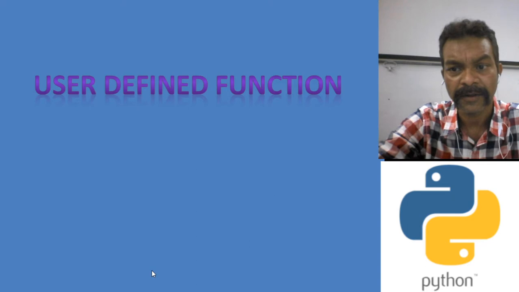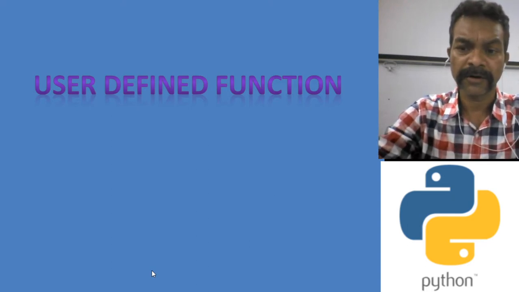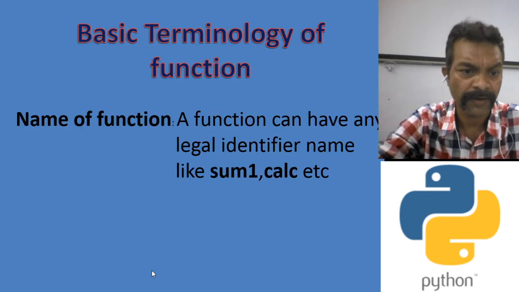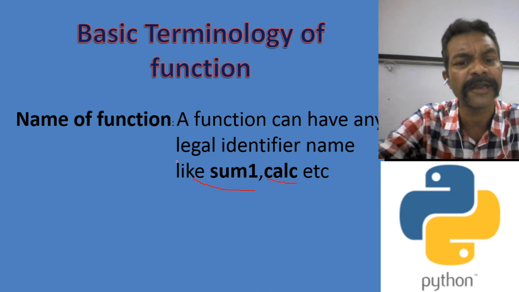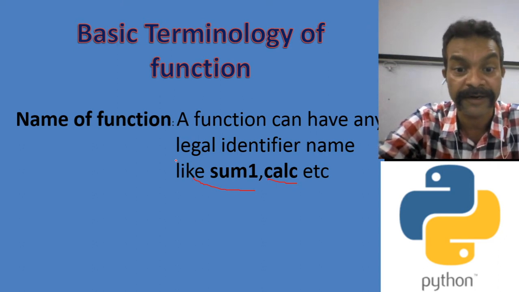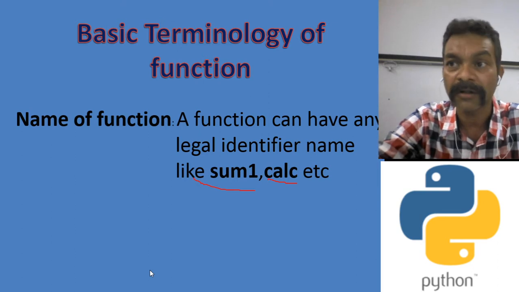Now we will see what is the basic terminology of functions. First we should know the name of the function. So what will be the name of the function? A function can have any legal identifier name, any name you can write here. It depends on you, but it should be a legal identifier. Whatever rules we follow for giving a name to an identifier, all those rules we have to follow.